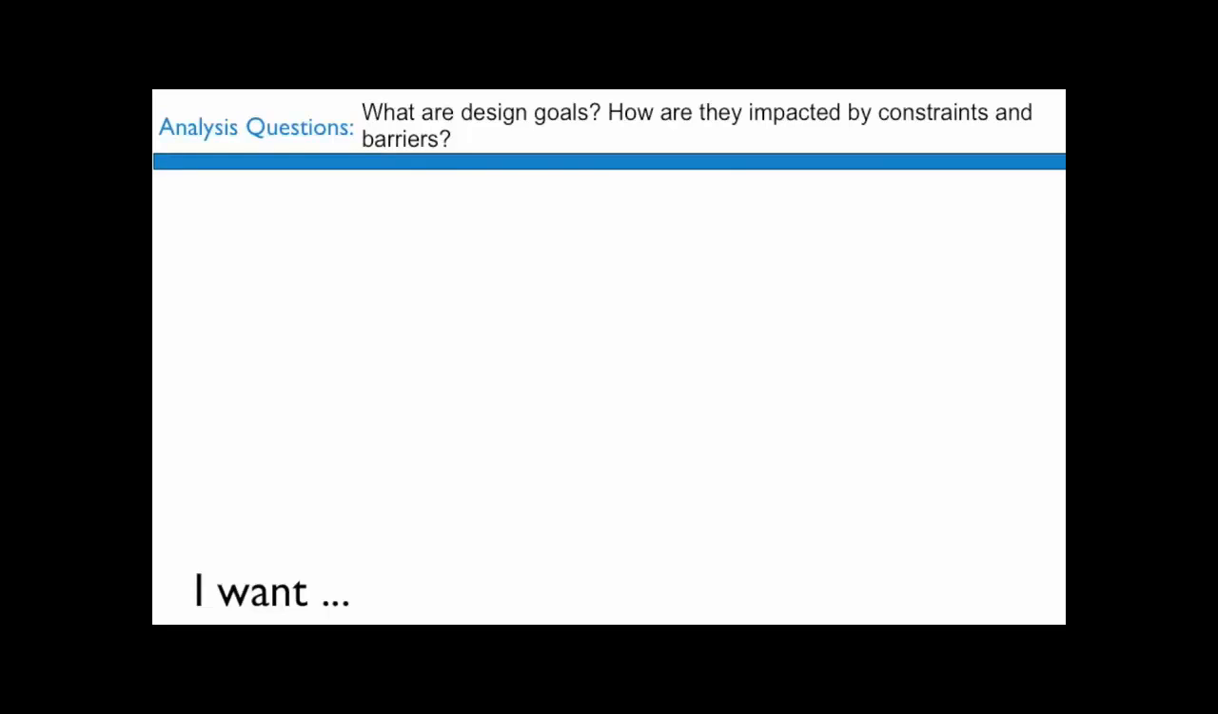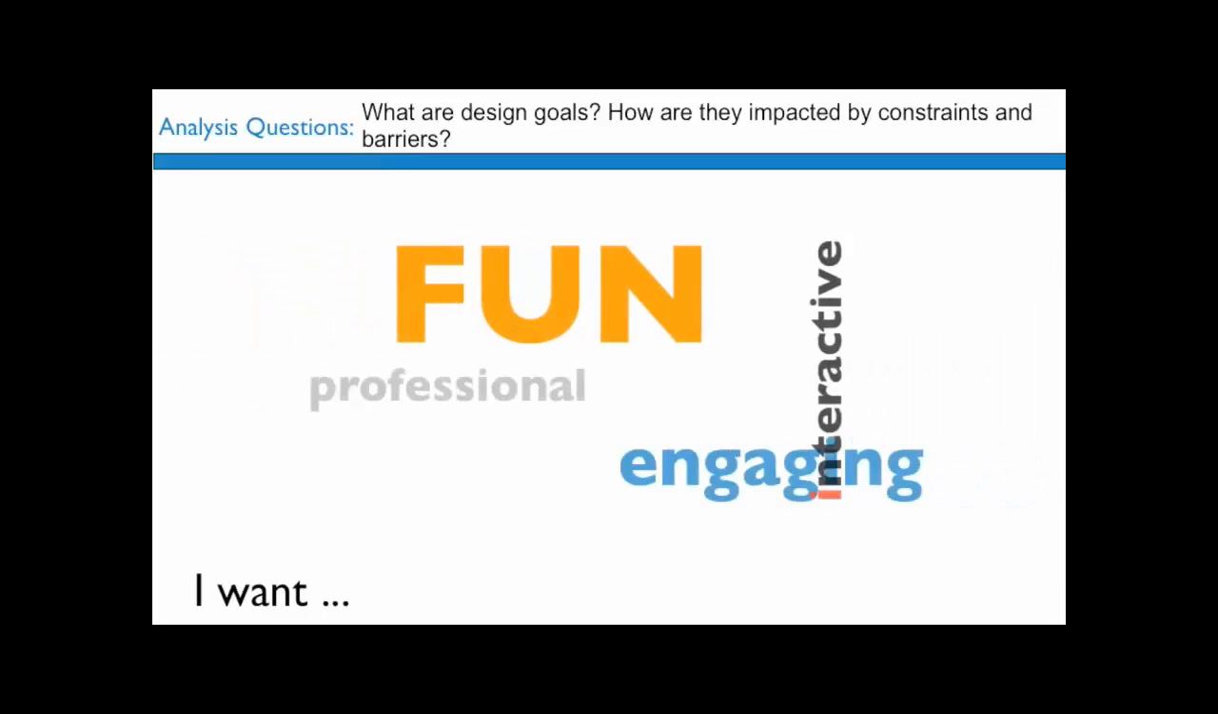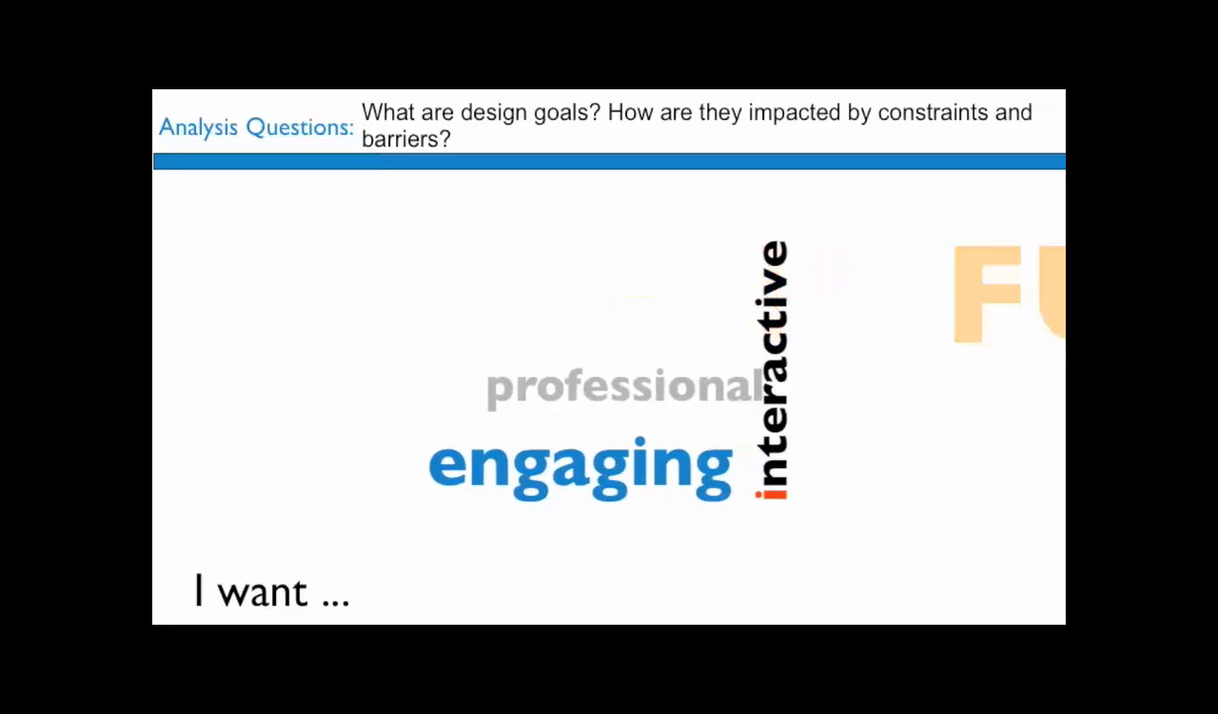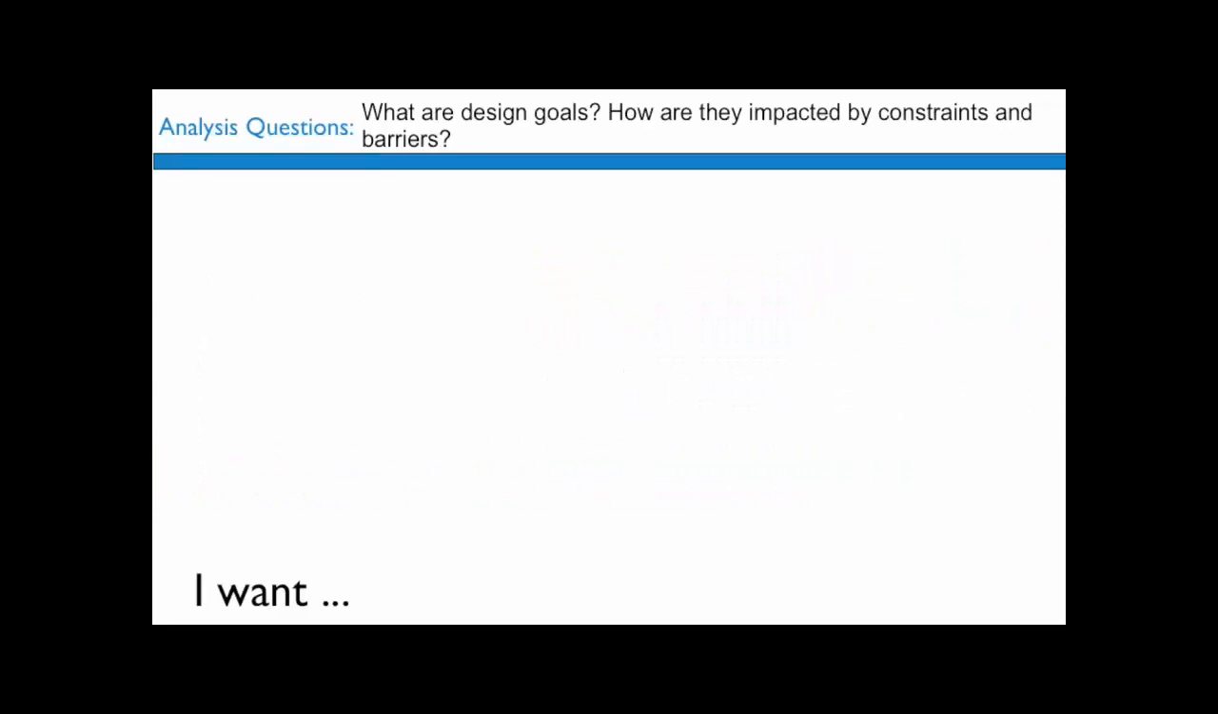The next thing to think about is what are design goals and how are they impacted by the constraints and barriers that you're going to experience in your design problem. As with other aspects of the design cycle, the specific nature of design goals will be contextual and relate to the design problem. However, design goals are often articulated as wants. You'll often hear people say that they want the artifact to be fun, engaging, interactive, or look really nice or professional. While these are highly subjective, they provide insight into the wants for the project.